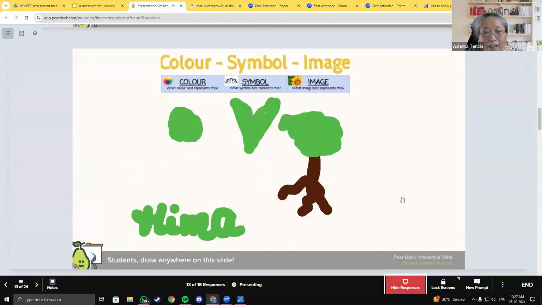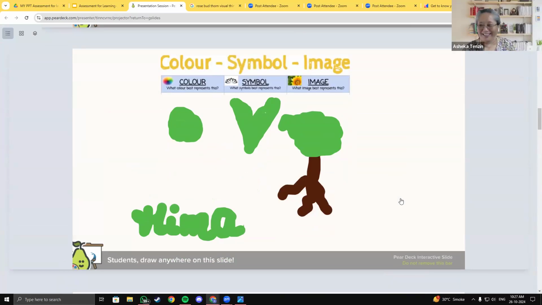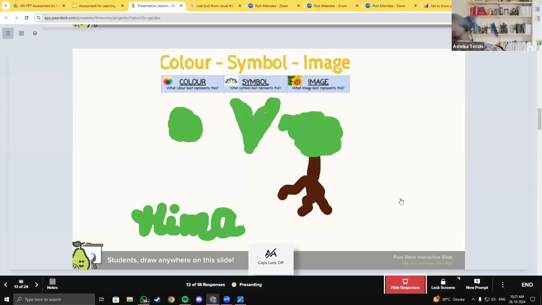Okay. I'm not able to put any image in here, like copy paste. Then you'll have to draw. I'm drawing already. Oh, it's a bad slide. Hima, would you want to share your slide?